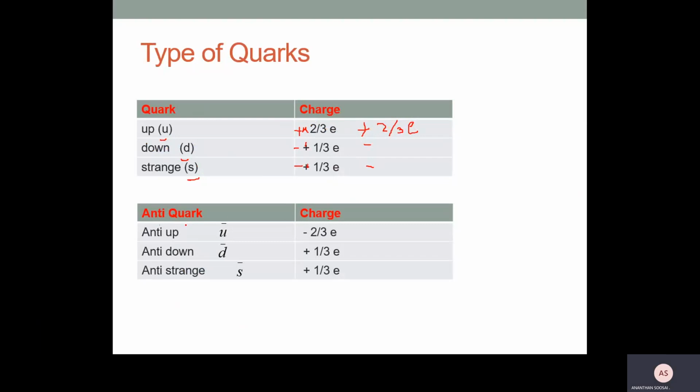So next is anti-quark. For up quark, we put a bar, anti-up quark. The charge is positive 2/3 for up quark, here will be negative 2/3. Anti-particle charge is opposite. So anti-down is positive 1/3, anti-strange positive 1/3. Antimatter. So these are the things you have to remember.